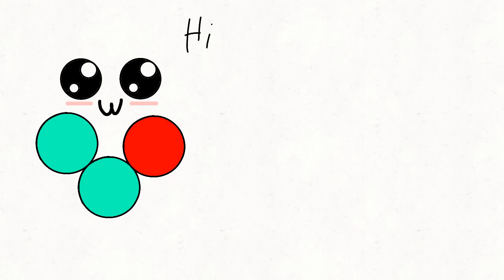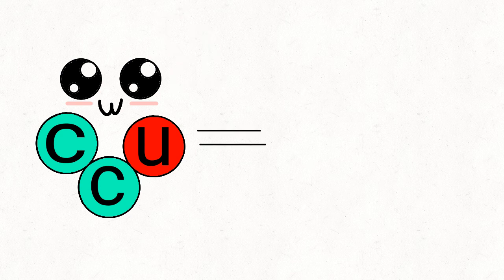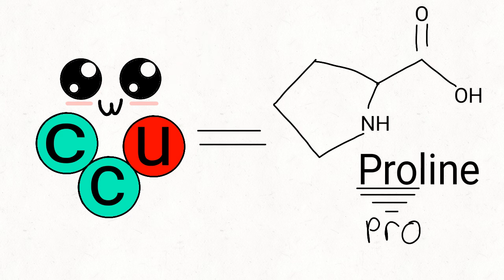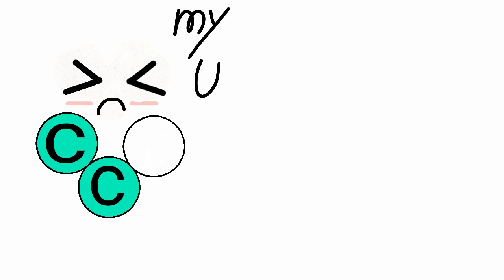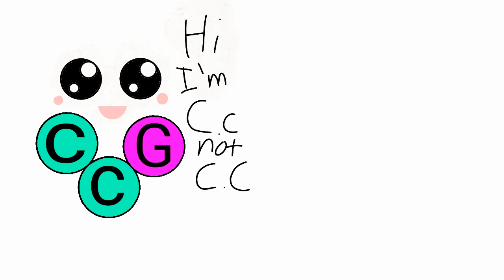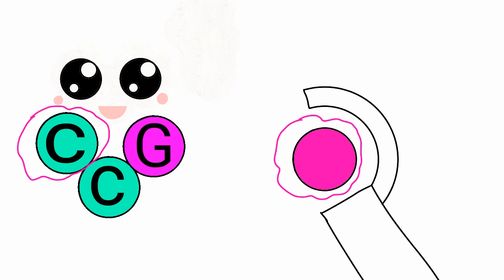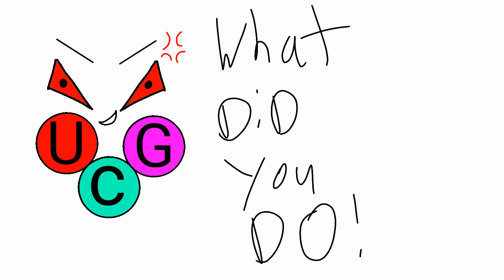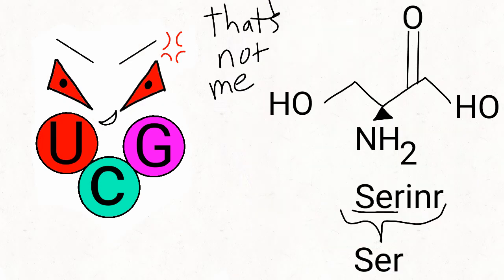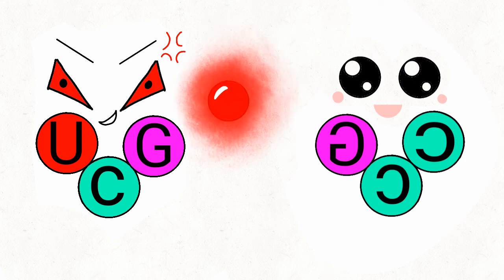For example, let's say that the codon is CCU. Its amino acid is PRO. Now let's say that the U changed to a G. The amino acid wouldn't change, but if the first C were changed to a U, it would become a different amino acid, named SER.